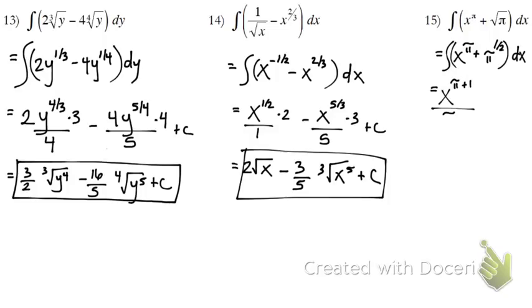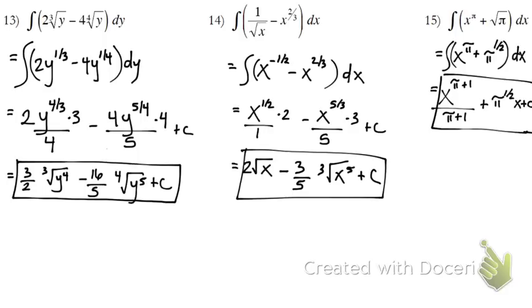over pi plus 1, my new exponent, plus, and I know this kind of looks a little funky since we're not used to dealing with pi's too often, but pi is just a constant. So pi to the 1/2 is just another constant, and the integral of a constant is just that constant times x plus c. So I'd probably just leave my answer like that.